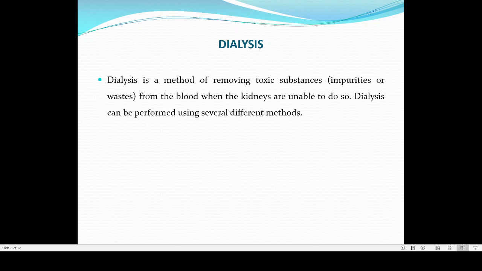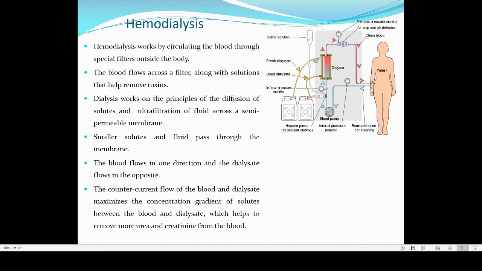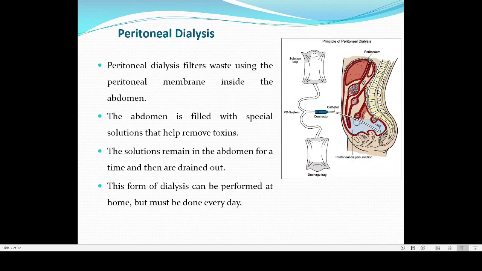So here you can find there are two different methods of dialysis. The first one is peritoneal dialysis, and the second is known by the name hemodialysis. So these are the two different types of dialysis that you can see. First we will understand the simple type of dialysis, known by the name peritoneal dialysis.